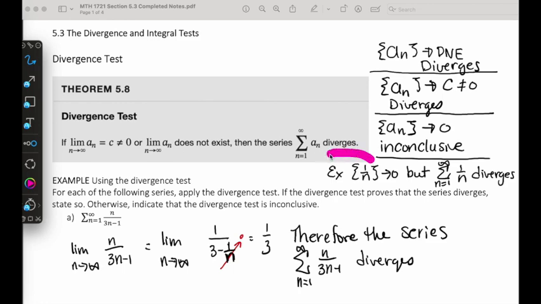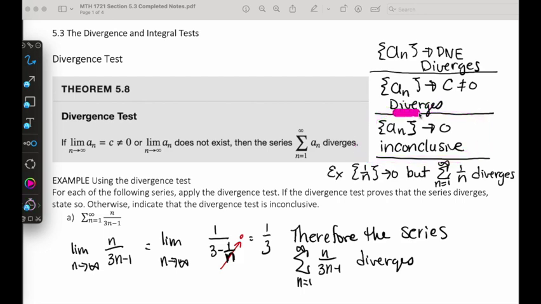So for example, if we look at this sequence, 1 over n, we know that as n approaches infinity, the sequence approaches 0. So the limit is 0 for this sequence. However, we know from the previous lesson that when we found the series of 1 over n, which is called the harmonic series, the series diverges. So there are cases when the sequence might approach 0 for the limit, but the series diverges, and there might be cases where the sequence approaches 0, but it converges. So this doesn't give us enough information.